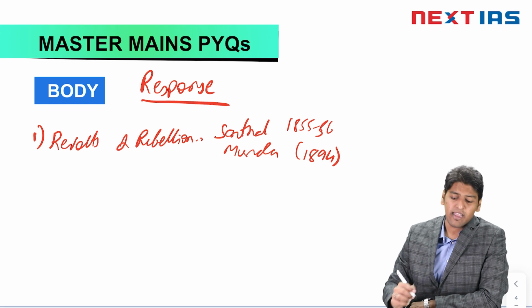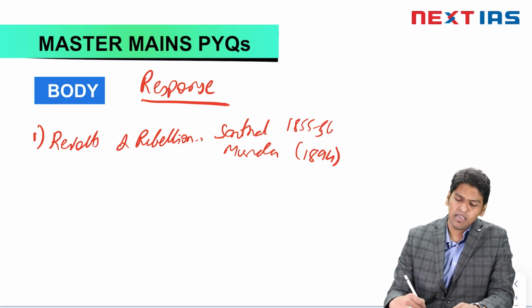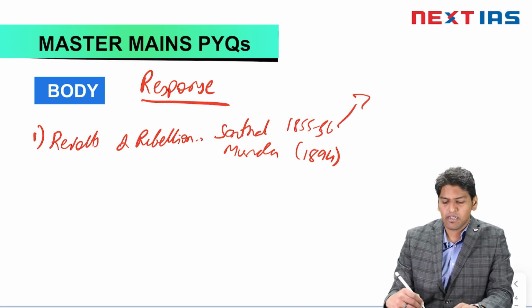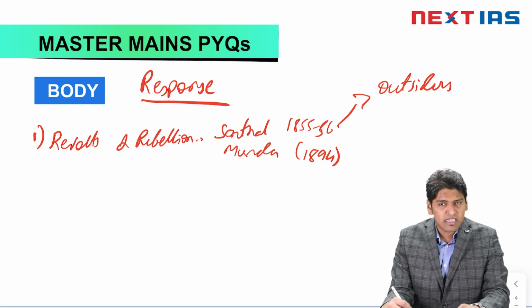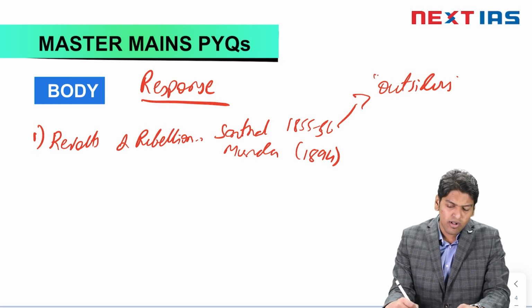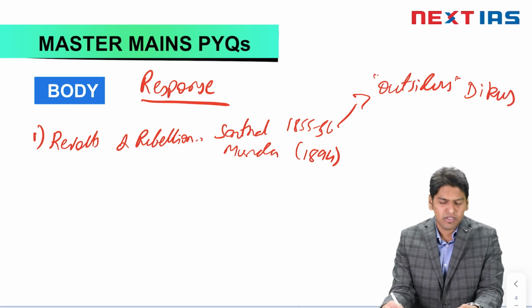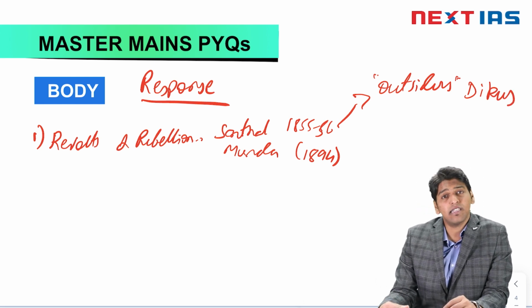They mostly did not want the interference of outsiders like moneylenders, the police, the administration. They called them Dikus. Outsiders were called Dikus, and it was a revolt against them.